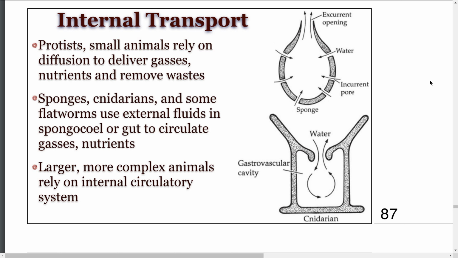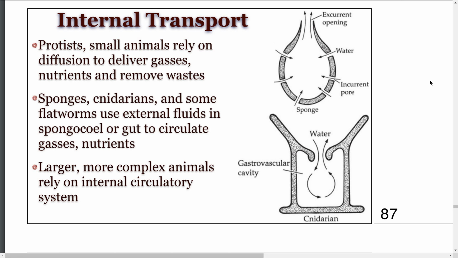If you're very small, you can just rely on diffusion, but that limits things. As animals get larger, they need to be able to distribute nutrients to the various cells. They need to deliver oxygen to the tissues and pick up waste like carbon dioxide, ammonia, and so on. And so they need some sort of internal transport system.